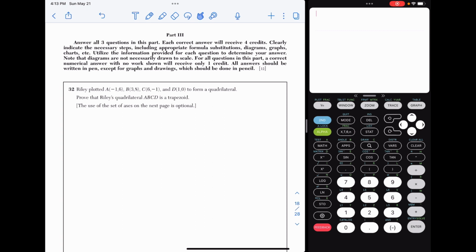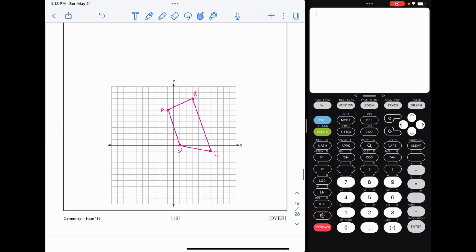So for 32, Riley plots these 4 points to form a quadrilateral. We want to prove that it's a trapezoid. It says the use of the set of axes on the next page is optional. I have already gone ahead and plotted that shape. I always graph when it says it's optional.